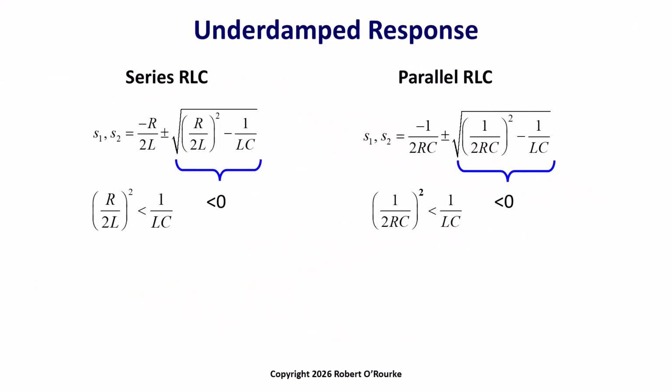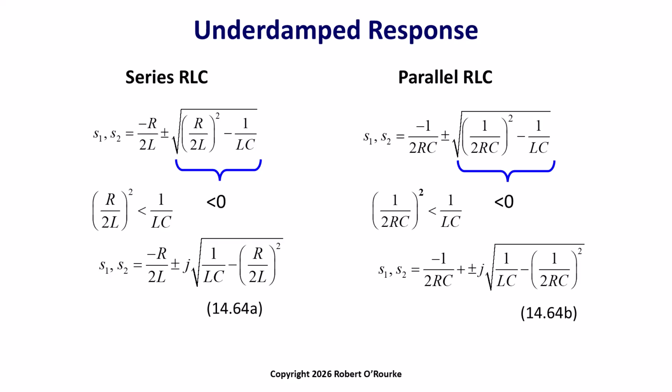The criteria for underdamped response is that the quantity under the radical sign is less than 0. This makes the quantity under the square root negative, which can be expressed as an imaginary term, as shown in equations 14.64a and 14.64b.